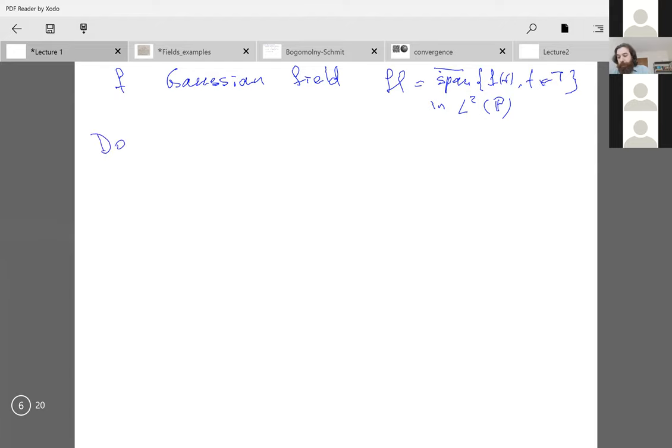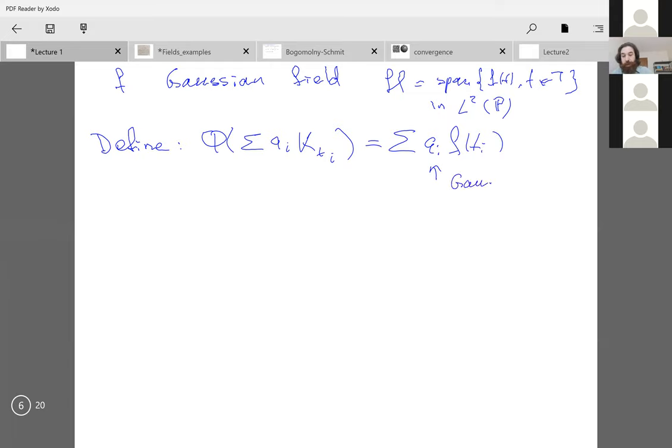And then we have the following map. Okay, maybe let's ignore the span closure for now. So we have just the span, and then we define a function on finite linear combinations. So if we have a finite linear combination of kernels, this is what was kind of a foundation for our Hilbert Cameron-Martin space, then this is the sum of a_i F_{t_i}. And so these are Gaussian random variables.